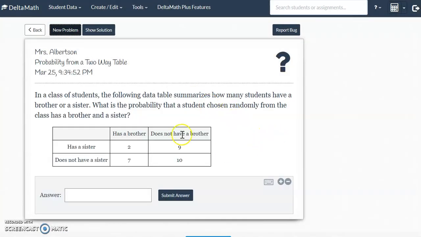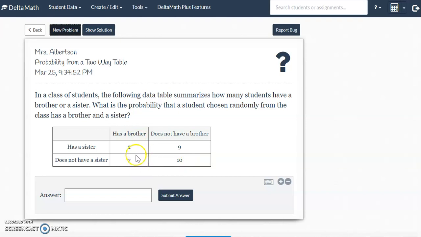I think you get the idea. Okay, this one has different information. So we are looking at students and whether they have a brother or sister. So we have 2 students that have both. 9 students have a sister but not a brother. 10 students don't have either. So we have 10 only children here. And then we have 7 students that don't have a sister but do have a brother.